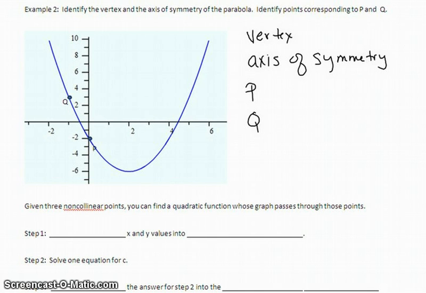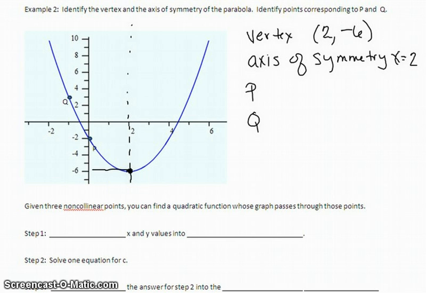First things first, let's go ahead and try to find that axis of symmetry. Where is my line that would divide this into two equal pieces? To me, it looks like it's right here at 2. So my axis of symmetry is x equals 2. Now my vertex is the point where they intersect, and that's right here. The coordinates of that vertex are going to be 2, and looking over, that looks like -6.